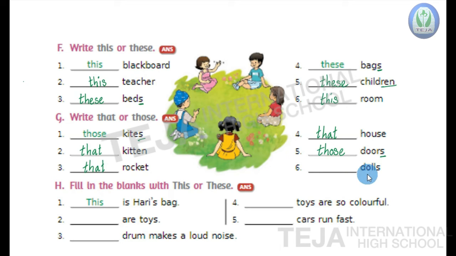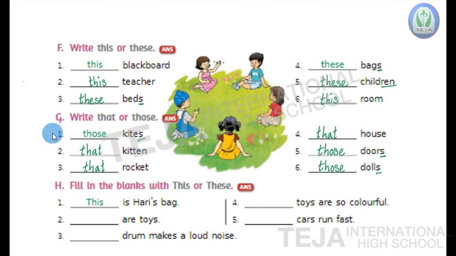Last sixth one, children, dash dolls. D-O-L-L-S. Dolls. So yes is there means more number of dolls are there. That is plural form of doll. So we use those here. Those dolls. Okay.